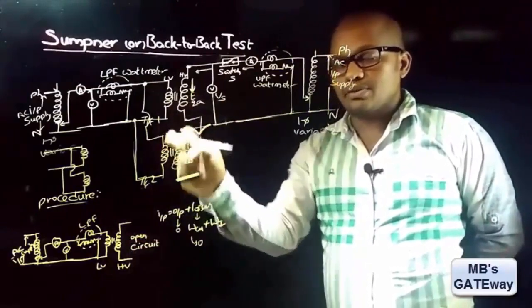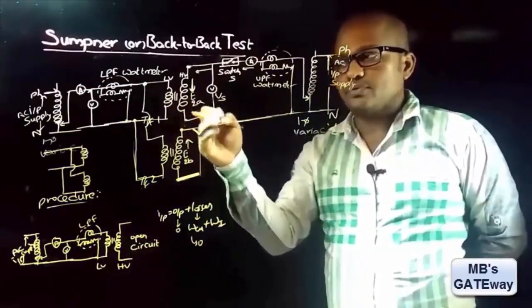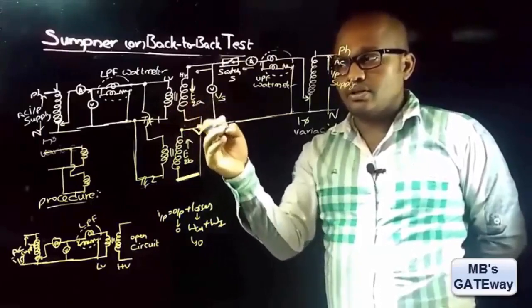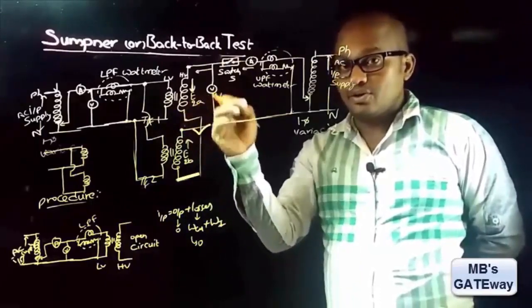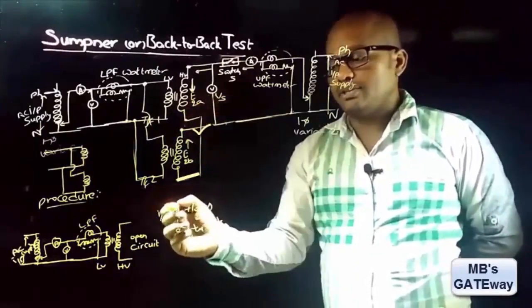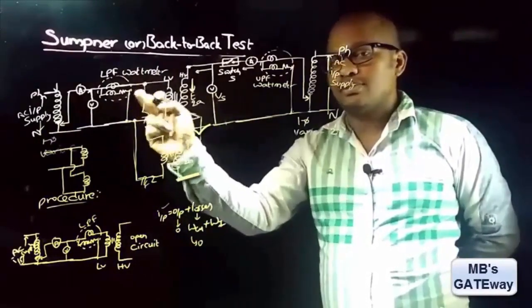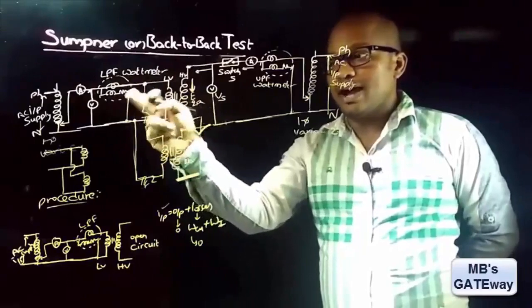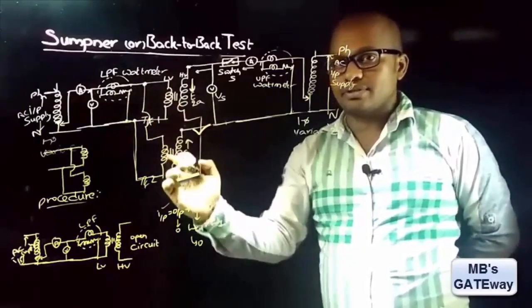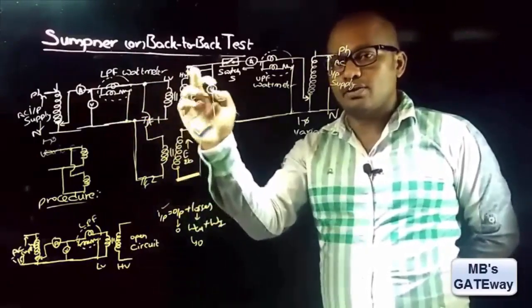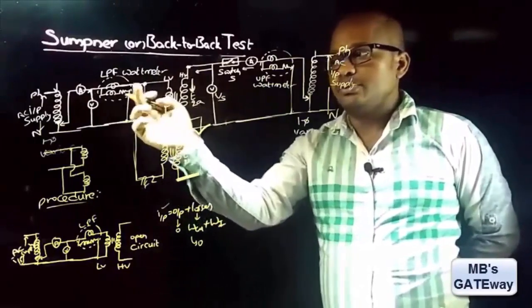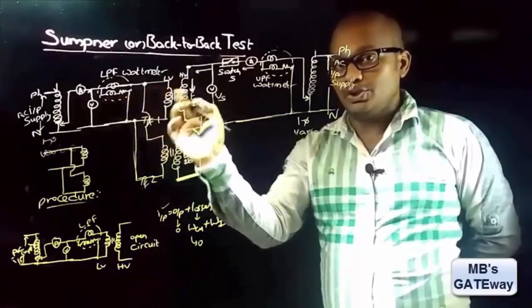So these two transformers will drag very low current, that is 4 to 5% of their full load current, by which we can neglect the copper losses, and therefore we can take input as equal to the iron loss of the transformer. And in this test, the wattmeter will read the iron loss of both transformers. So if you want to know the iron loss of one transformer, you can divide the wattmeter reading by 2.